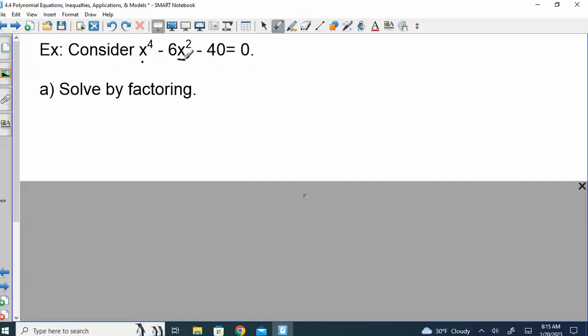So if the first one was an x to the 6th, what would your next term have to be? X to the 3rd. If it was x to the 10th, you would have to have x to the 5th. If it was x to the 1/2, x to the 1/4. So if I go through this, x to the 4th, how would I break that down? X squared minus 10, x squared plus 4. Multiply to -40 and add to -6 is -10, positive 4.